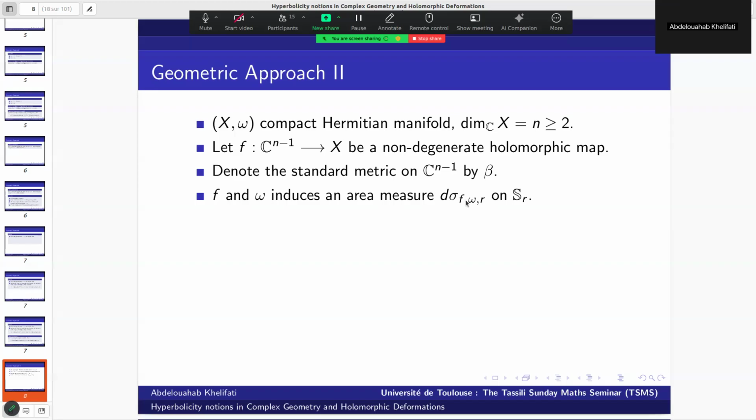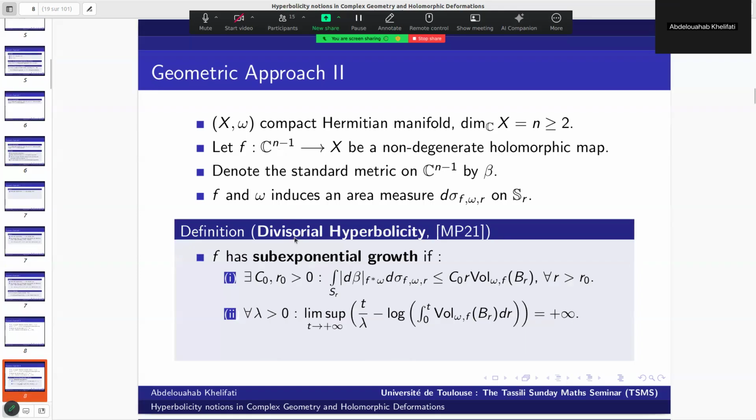What one would expect is that we can take all the non-constant holomorphic maps from C^(n-1) to X, but this is not the case. This is very much stronger than what we need to define hyperbolicity. So we will actually take a special kind of holomorphic maps, the ones we call holomorphic maps with sub-exponential growth.